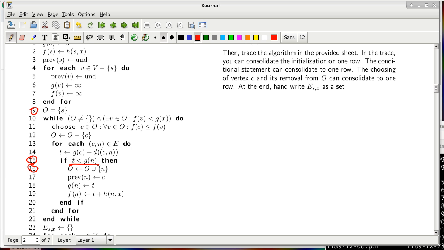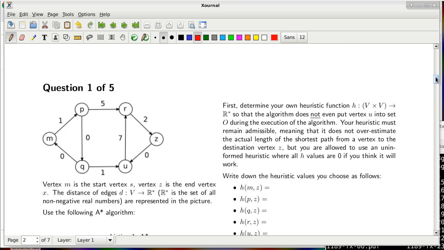Okay, so if you look at the graph here, we basically want to make sure that it never goes to Q, the heuristic for Q. Well, there are two vertices here. The destination is not the issue. Right, the only issue is Q. So we have to make sure that the heuristic from Q to Z has to be as high as possible.